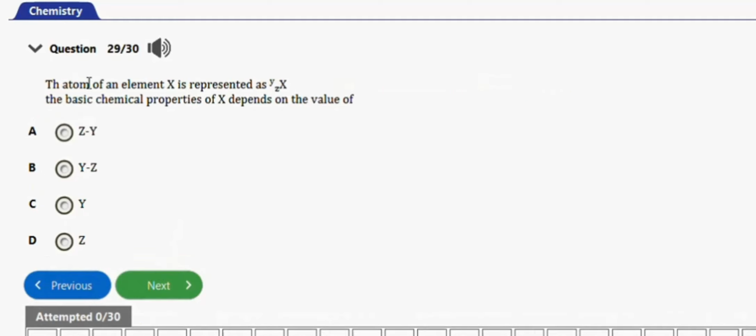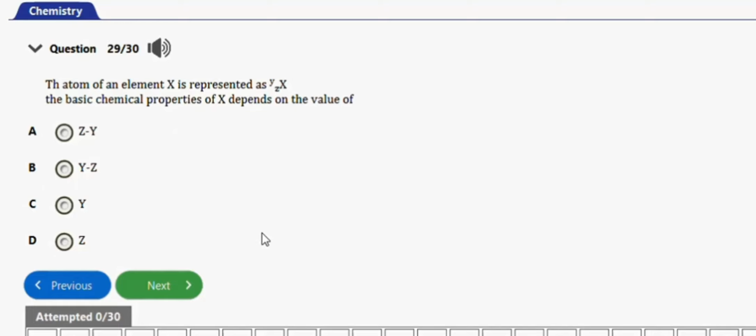Okay, next question will be this one. It says the atom of an element X is represented as this. The basic chemical properties of X depend on the value of Z. Okay, Z is the atomic number, the proton number. So the chemical property depends on the atomic number, which is Z, option D.